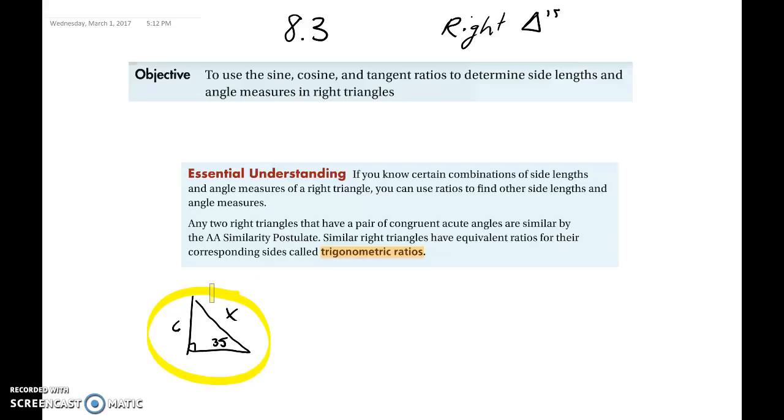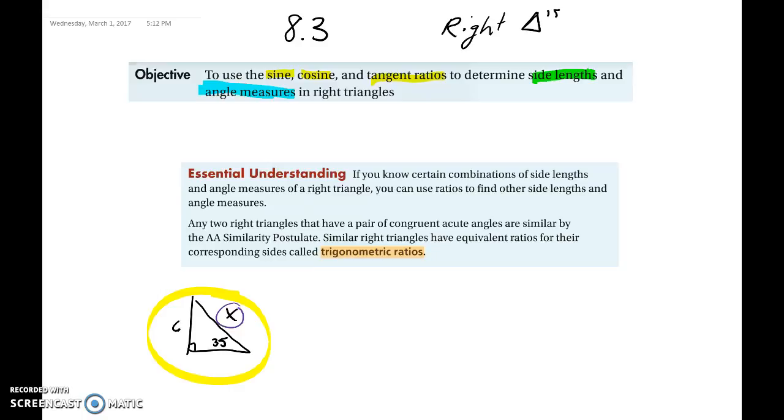All right, so our objective and goal for this section is to use sine, cosine, and tangent ratios to solve for the side lengths of a triangle and the angle measures. So we're going to use sine, cosine, and tangent, or trigonometry, to solve for side lengths or an angle measurement. Using these, we will now be able to solve for this x.